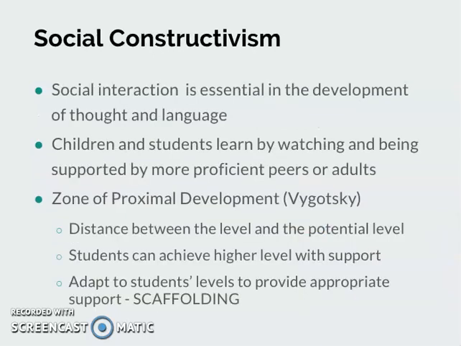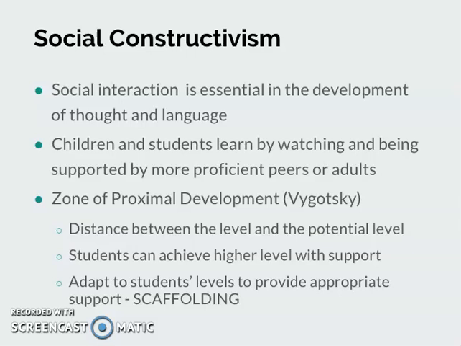We talked a little bit about social constructivism in SLT 102, and you can see the ideas that social interaction is really essential in the development of thought and language. And we learned about the zone of proximal development, where the idea is that children and students learn by watching and being supported by more proficient peers or adults. And this fits in very well in these constructivist environments. You can just add in more of the social support.